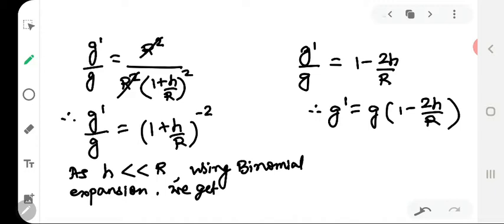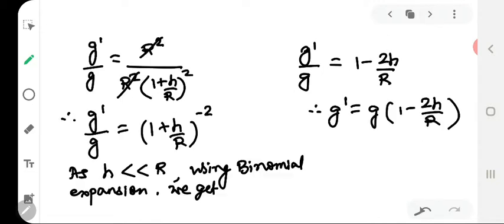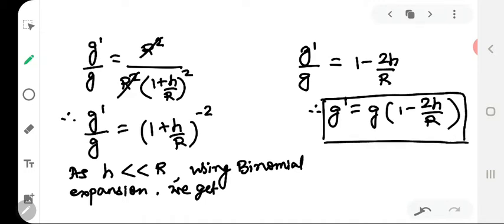Now at this point I would also like to mention that when the height is comparable to the radius of the earth, then we make use of this particular equation, g dash by g equal to r square by r plus h whole square, to find the new value of g. So remember, for the values of h comparable to the value of radius of earth, we make use of this particular equation, and if h is very small, then we may use this equation.